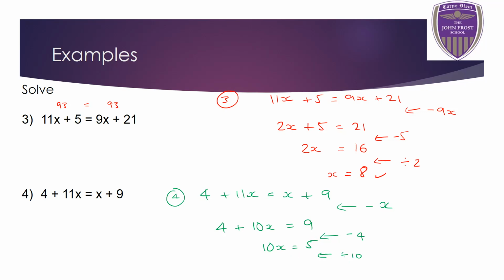We're doing 5 divided by 10. Okay, so 5 divided by 10 is 0.5. All right, and then let's just double check. If x is 0.5, 11 times 0.5 is 5.5, and 4 plus 5.5 is 9.5. On the other side, if x is 0.5, 0.5 plus 9 is 9.5. It works. That's the correct answer.